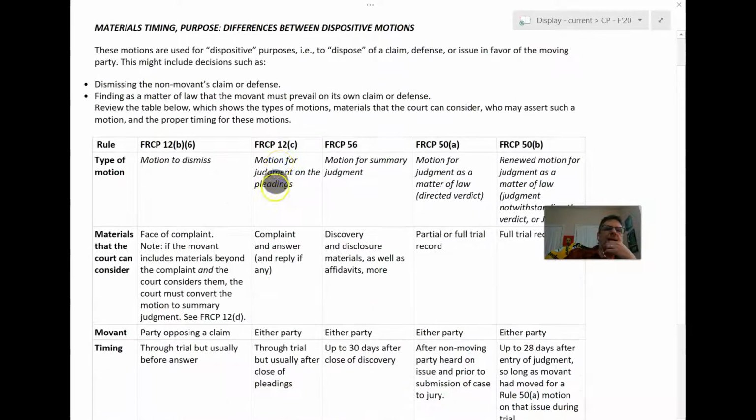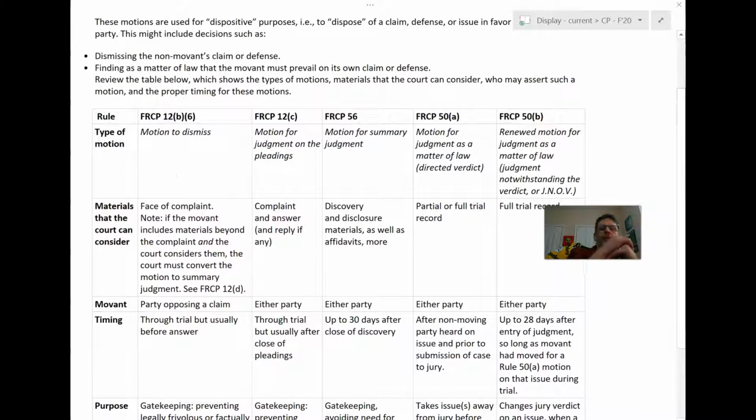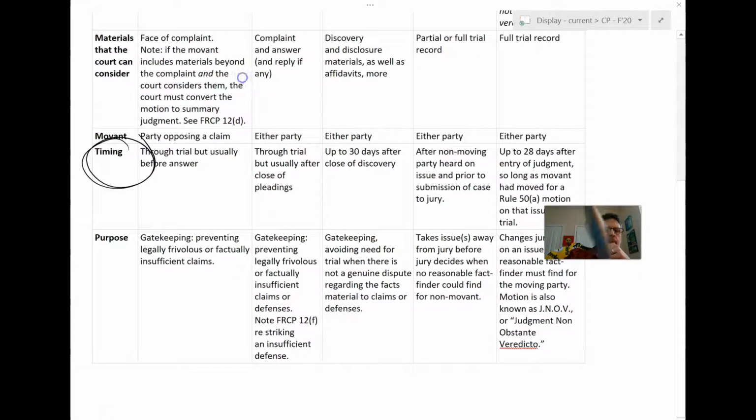All right. These motions are all dispositive in the sense that they dispose of one or more claims or defenses or issues in favor of the moving party, right? The main difference between these motions is what materials the court can consider, the timing of the motion, the purpose of the motion, all right?